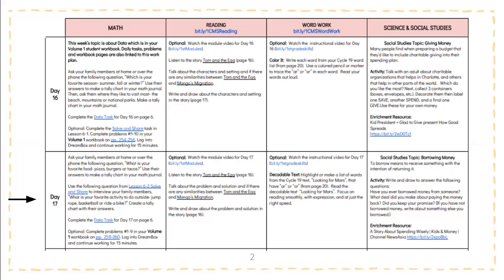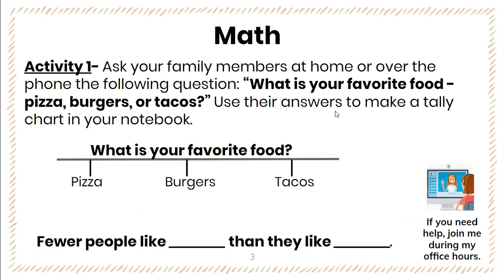Day number 17 looks just like this down here in your pocket. For math today, we're going to continue our data unit. The first activity is to ask your family members at home or over the phone the following question. What is your favorite food? Pizza, burgers, or tacos? Use their answers to make a tally chart in your notebook.